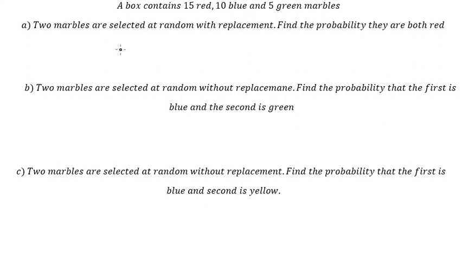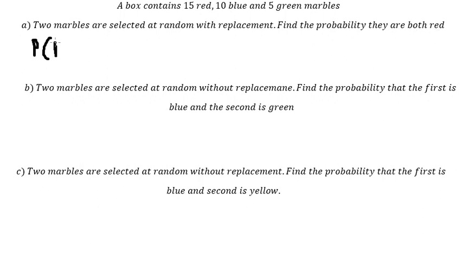So today I want to show you how to answer this one. So the first one, we select two marbles and we know that we can replace. That means after we select one marble in here, we put this one go back to the box. So that means we have probability. So they want to find the probability that both of them are red.